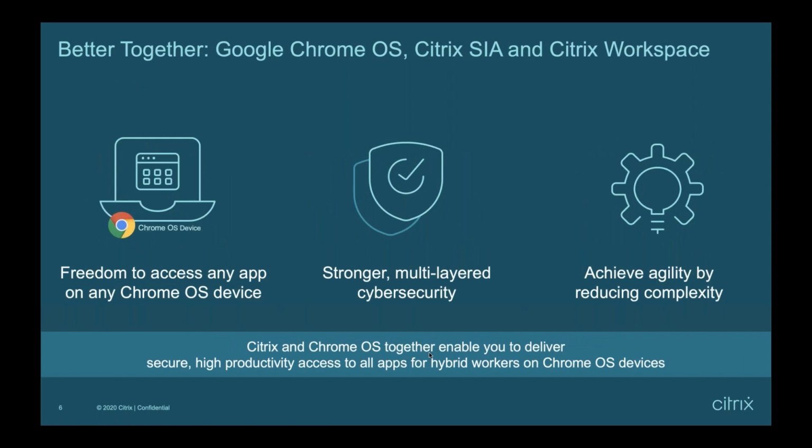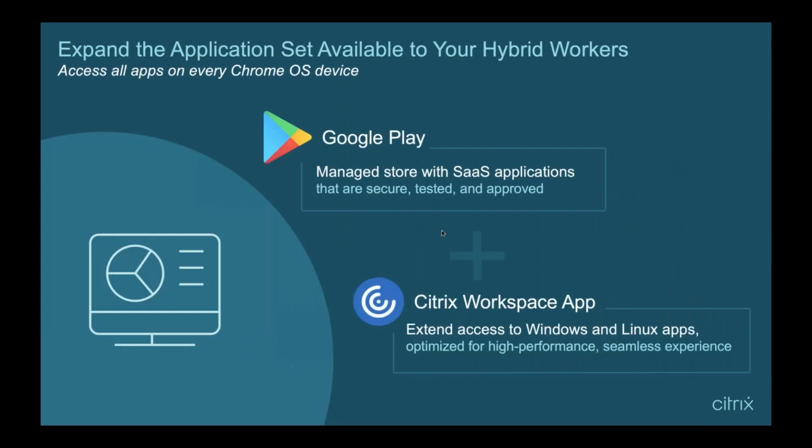And how do we do that? Firstly, we allow freedom to access any application, including Windows and Linux applications, on a Chrome OS device. Secondly, we provide stronger multi-layered security for users from Chrome OS devices. And lastly, we give you agility by reducing complexity across the endpoint, the connectivity, and the applications. Okay, how does that happen?